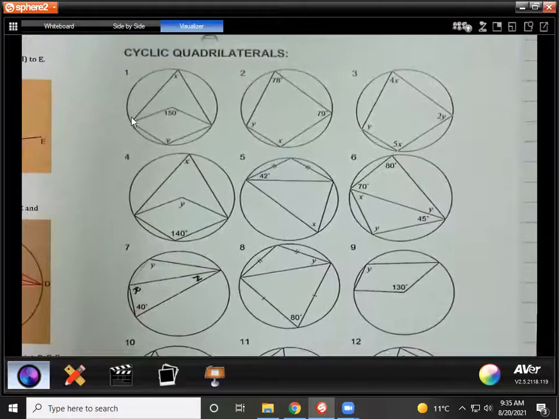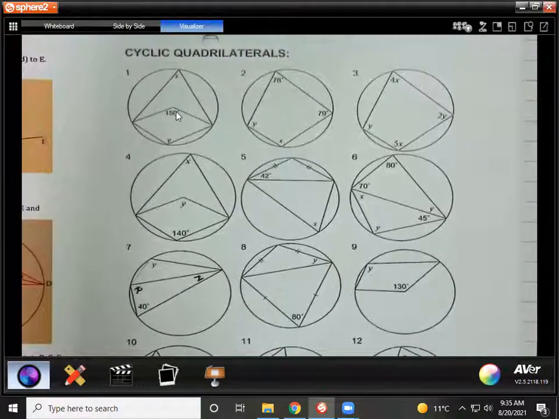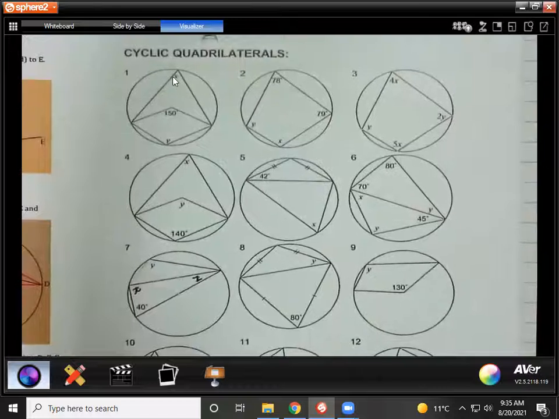All right, so if this is 150, we can see that this is at the center. X is at the circumference. So x has to be half of 150. So that's why x is 75 degrees because of angle at center. That whole reason I'll show you now.